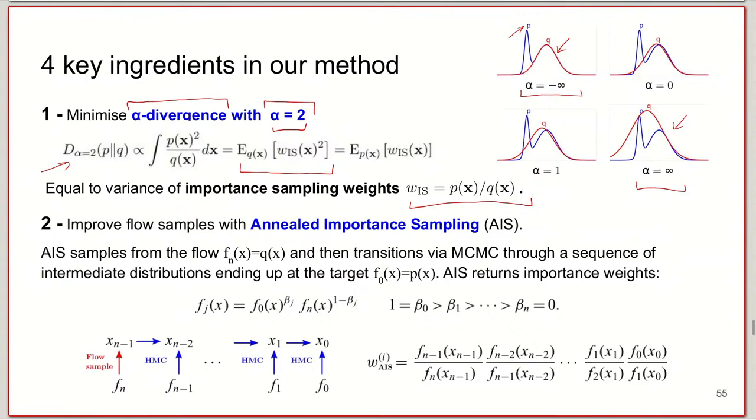Sorry, I have two questions about this. The first one is, why do you consider KL divergence instead of negative log likelihood?